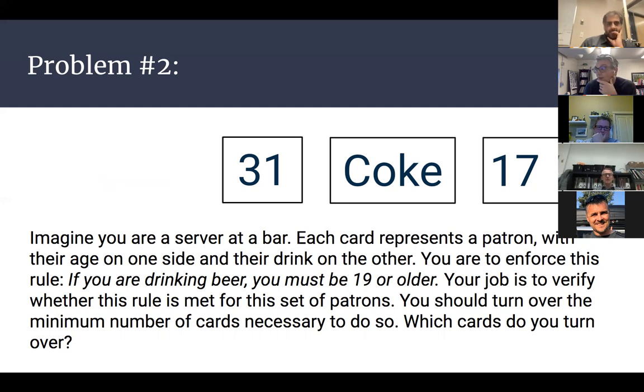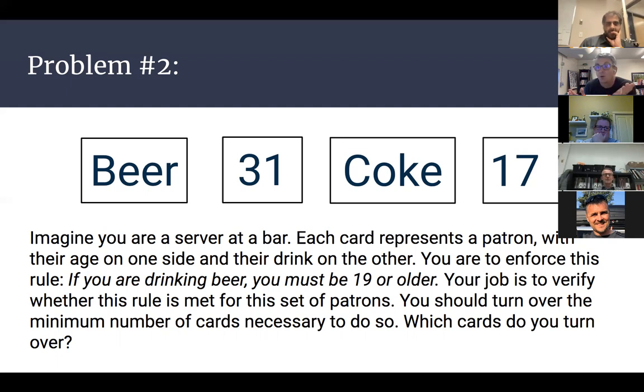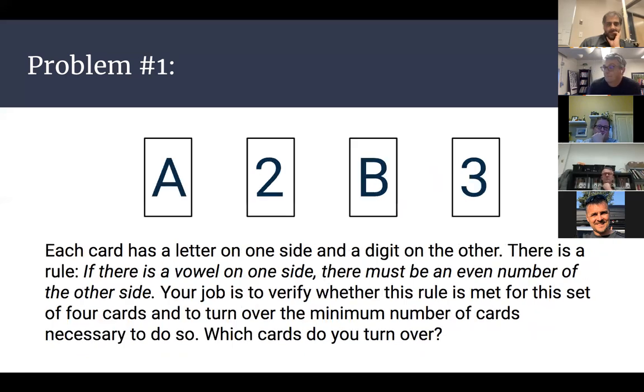Yes. Okay. It's the exact same question. Literally the exact same question. What makes problem 2 so much easier to solve than problem 1? Can you bring us back to problem 1? Oh, yeah. The second card has a 2 already, so the rule's not broken if there's a consonant on the other side.